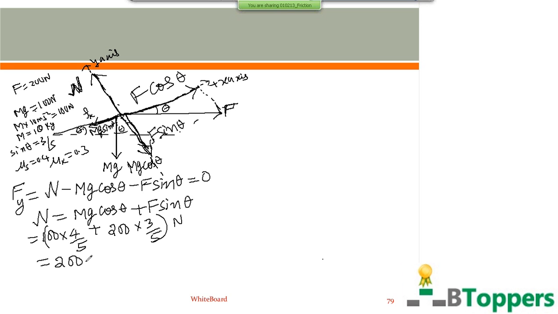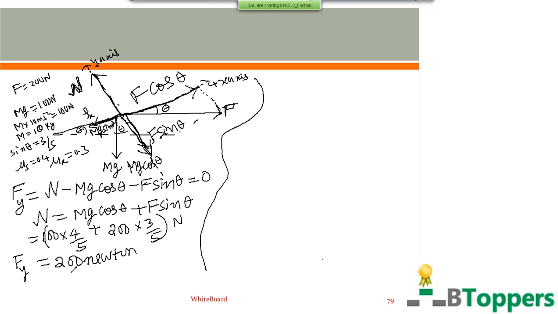So the magnitude of the normal reaction of the block will be equal to 200 newtons. The block begins to move up along the inclined plane when the component of pushing force with magnitude F cos theta, which tends to move the block up along the inclined surface, is more than the sum of the magnitudes of the component mg sin theta and limiting friction.